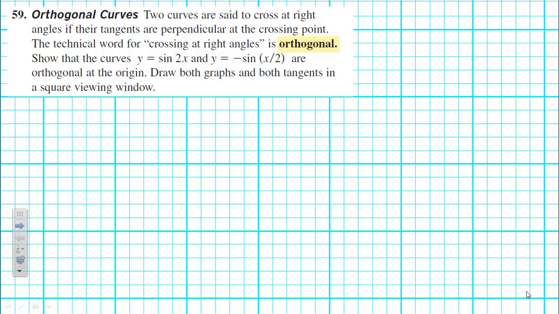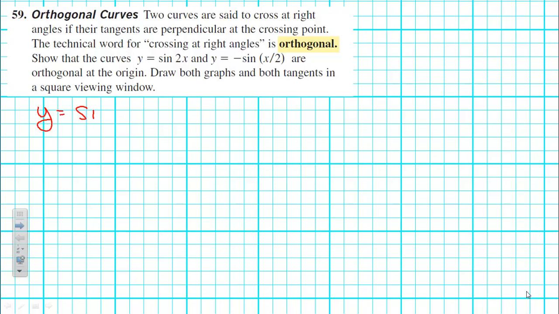Well, to find that they're orthogonal at the origin, I need to find their two slopes and then compare them to say that those two slopes cross at right angles. And I think the relationship between two slopes that cross at right angles is that one is the negative reciprocal of the other. So let's go forward on that. Let's find out the first curve.